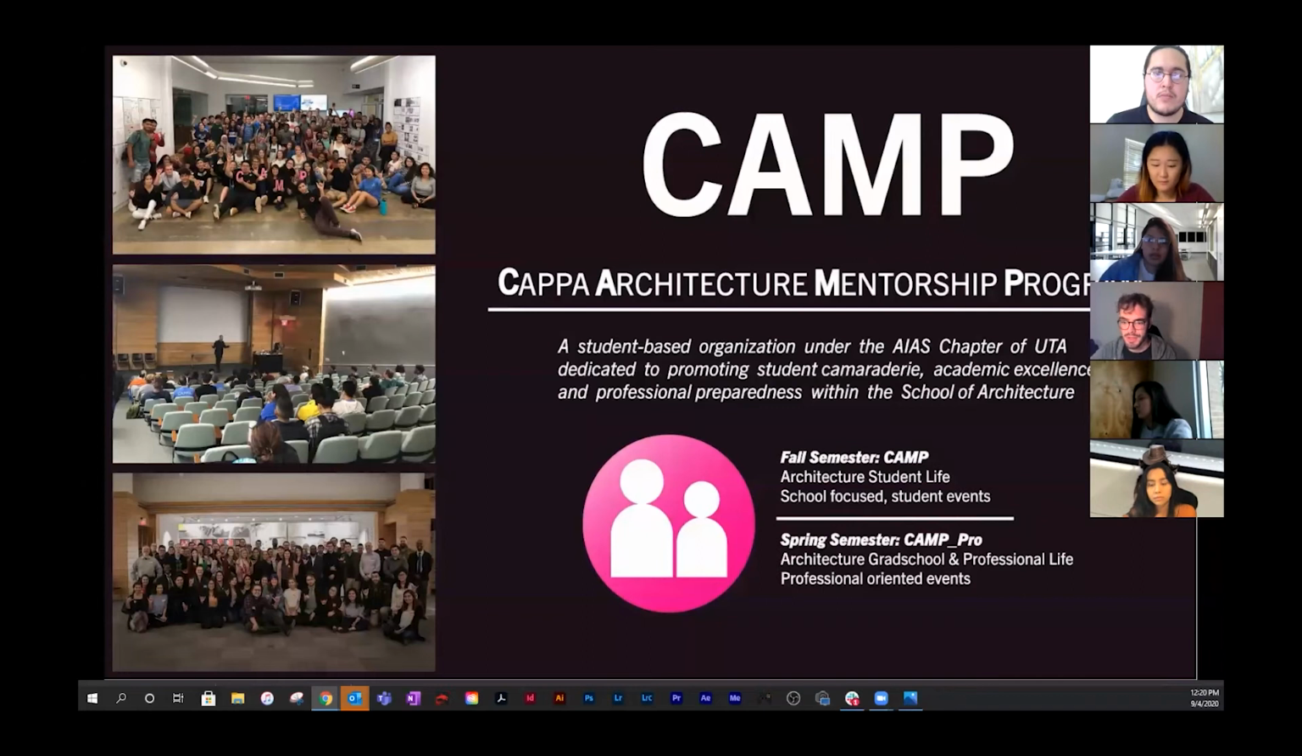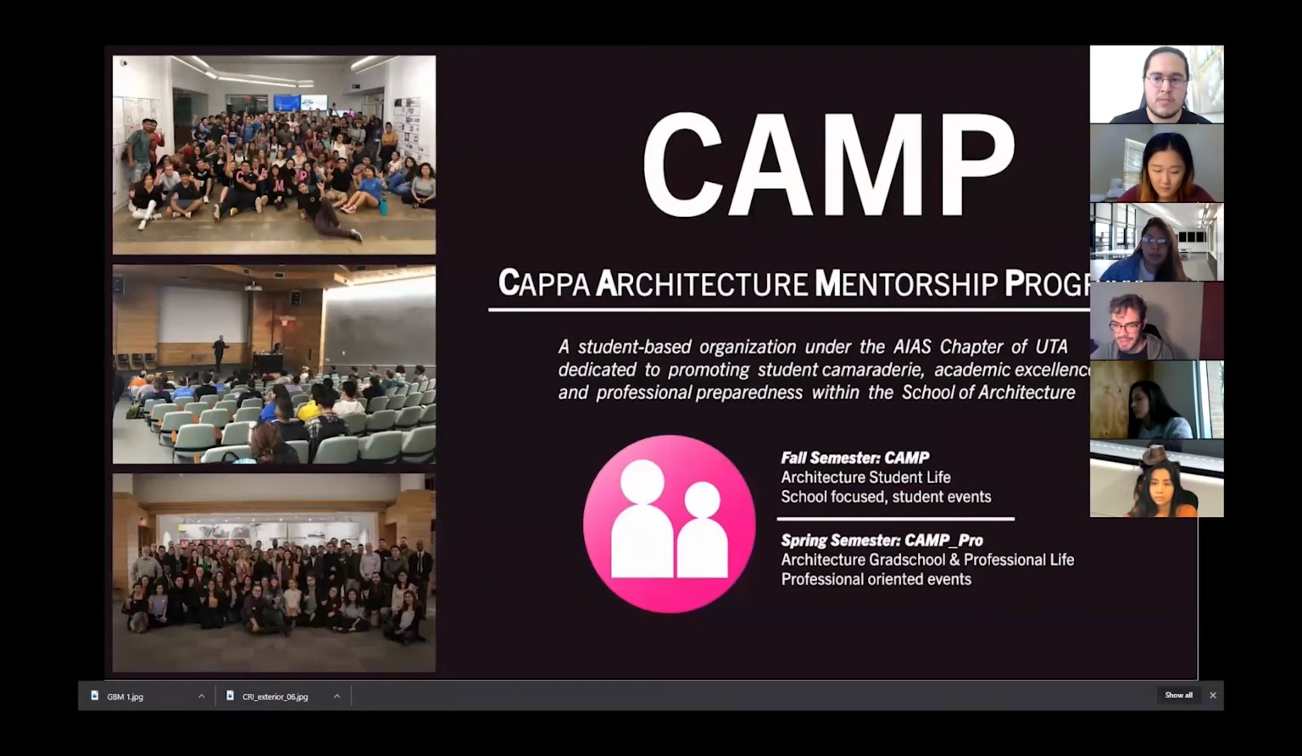You can see to the right the breakdown between camp and camp pro. During the fall semester, which is what we're in right now, we're architecture student life focused. We have events introducing students to faculty, to different classes and programs, and events related to the School of Architecture itself for students who are new to Kappa or architecture school in general. In the spring semester, we're more focused on the professional side, with grad school events, firms coming and talking, and professional oriented events.